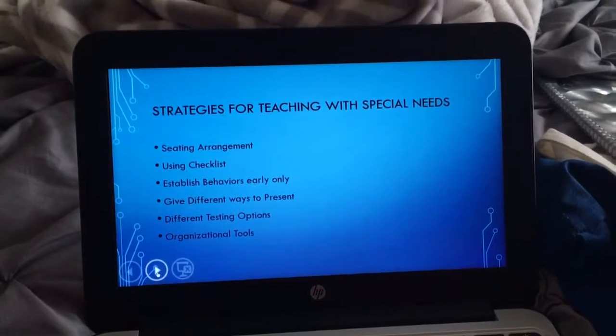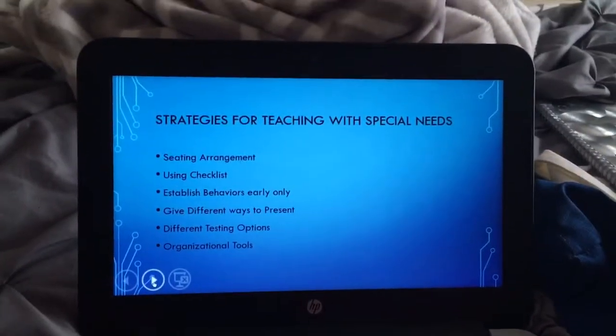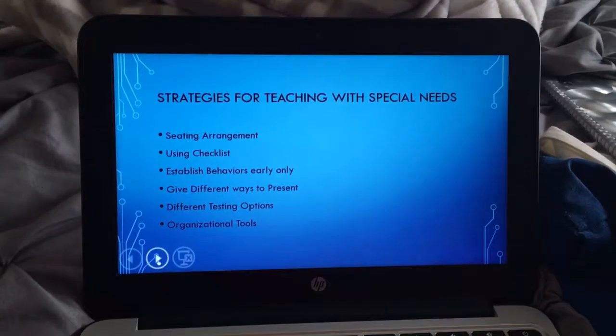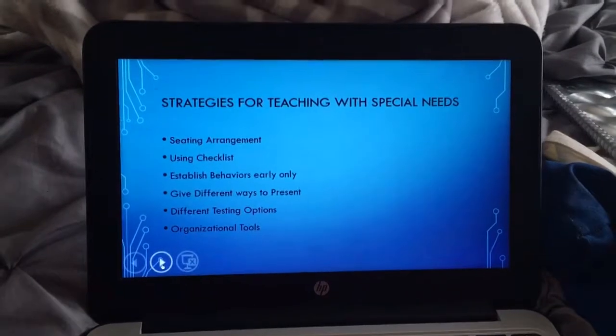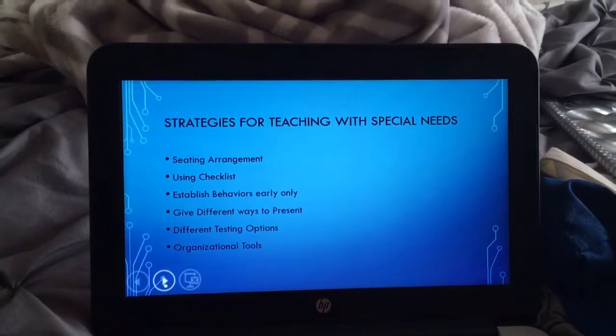Strategies for teaching children with special needs. I had mentioned before how important seating arrangement is. If you set a child close to the door or window, they can be easily distracted. So sitting a child in the middle of the classroom would be much more efficient. Using checklists. I have mentioned this before.